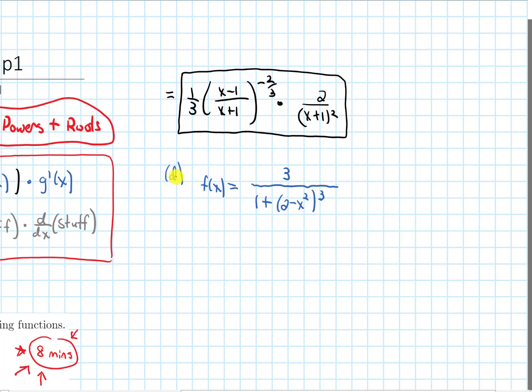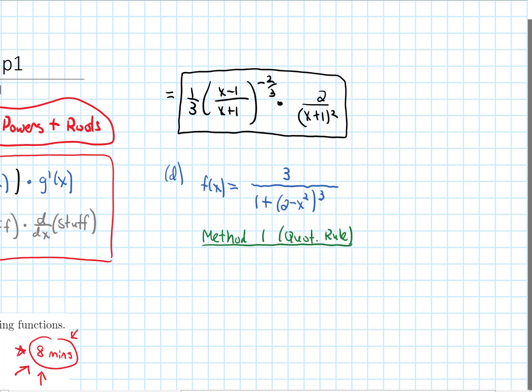All right, so one final example in this video. We have this function f of x, which equals 3 over 1 plus the quantity 2 minus x squared, being cubed. Okay, let's do this in 2 ways. So method 1 is going to involve the fact that I see this fractional function, so I can think, okay, I can do quotient rule.